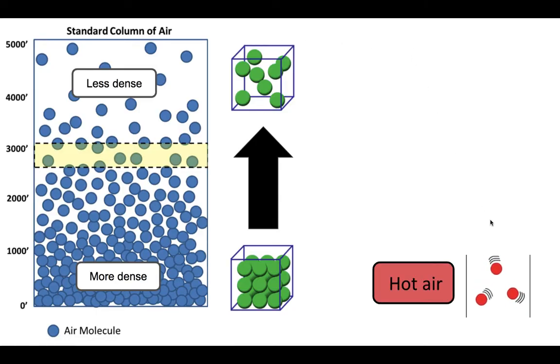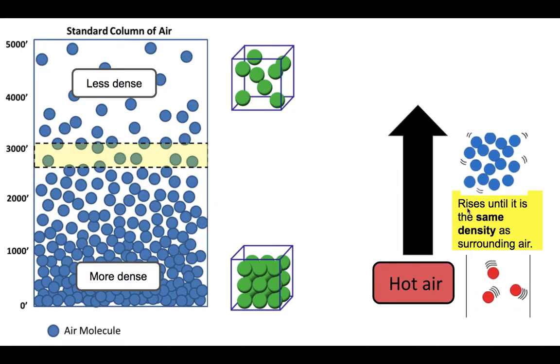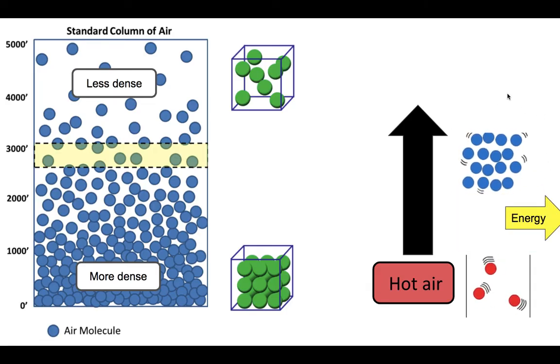When the sun heats up air near the ground, it gets hot. We know that hotter particles spread apart and start to move faster. In general, nature likes to equal out, so you'll notice that these densities are not the same. So what happens is that the air is going to rise, and it's going to transfer out energy as it rises until it's the same density and the same temperature as the air around it.